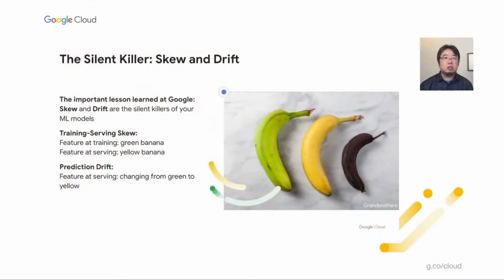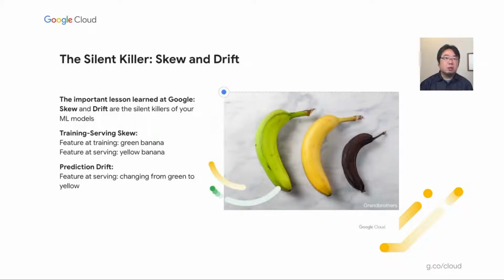And as long as you are not watching what's happening in the stale model, you'll see silent degradation of the performance or user experience in the production system. A major reason for the degradation in performance is the skew and drift happening in the production system. This is one of the most important lessons we have learned at Google in the last 20 years. Skew and drift could be the silent killers of your machine learning models.